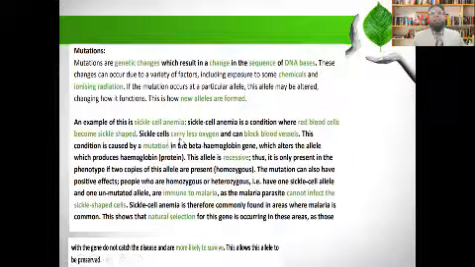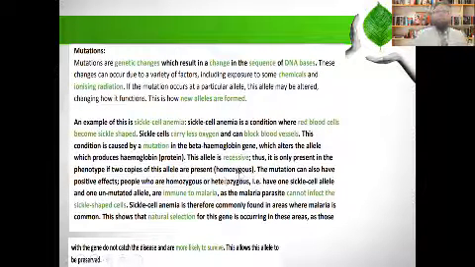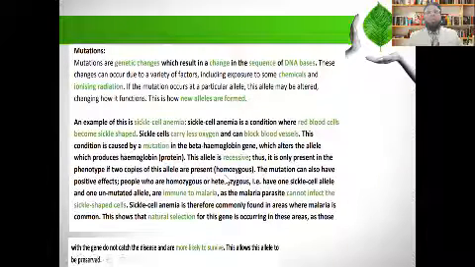Sickle cells carry less oxygen and can block blood vessels. This condition is caused by a mutation in the beta hemoglobin gene, which alters the allele which produces the hemoglobin protein. This allele is recessive, thus it is only present in the phenotype if two copies of the allele are present, that is homozygous. You know very well that if both the genes are the same, this is called homozygous, meaning a pair of identical genes, either both recessive or both dominant.